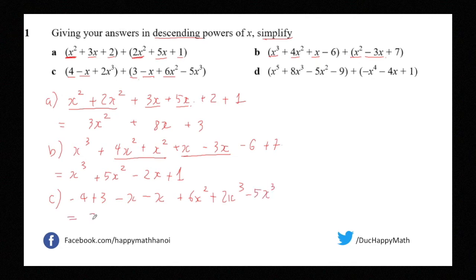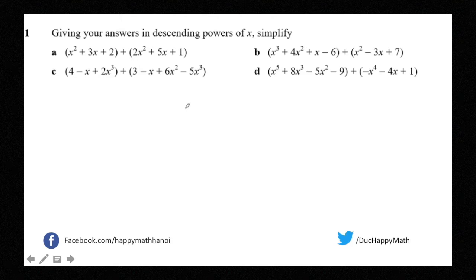So simplify them: you get 7 minus x, which means minus 2x, and minus 1 equals minus 2. How about x squared and x cubed? For x cubed, you get 2 minus 5, which is minus 3x cubed. After that you have to rearrange in descending power of x. It means minus 3x cubed plus 6x squared minus 2x plus 7. Okay, you understand? And the last one is question D.